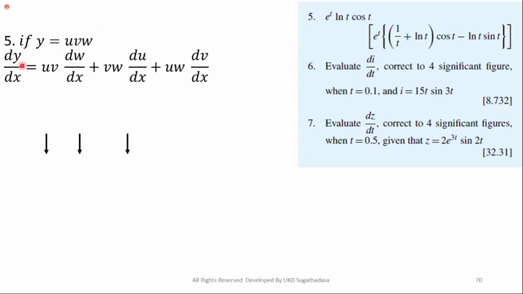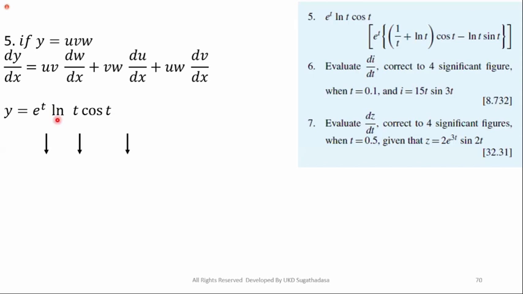The formula can be slightly changed. Take the product of any two and multiply with the differential of the other. If it is uv, dw by dx, plus if it is uw, du by dx, plus if it is vw, dv by dx. This is how we differentiate the first one. It's not necessary, because it's three functions.